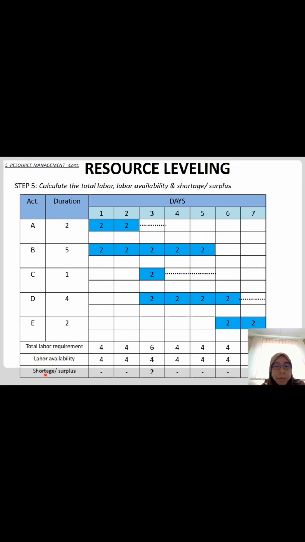So the shortage is on the third day, where the total labor requirement is 6, but we only have 4. So the shortage is 2. However, on day 7, we have negative 2 because the total labor requirement is only 2, but we have 4 labor available. So we have 2 more workers that do not have any work. The surplus, okay, is 2 workers.